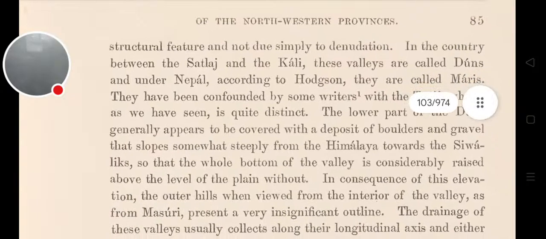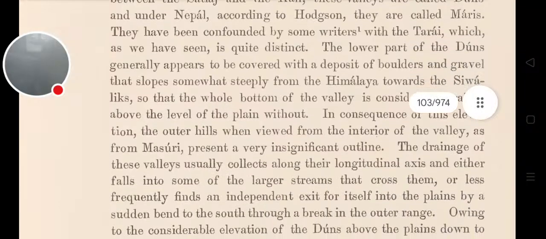In the country between the Sutlej and the Kali, these valleys are called dunes, and under Nepal, according to Hodgson, they are called maris. They have been confounded by some writers with the Tarai, which, as we have seen, is quite distinct. The lower part of the dunes generally appears to be covered with a deposit of boulders and gravel that slopes somewhat steeply from the Himalaya towards the Sivaliks, so that the whole bottom of the valley is considerably raised above the level of the plain without.